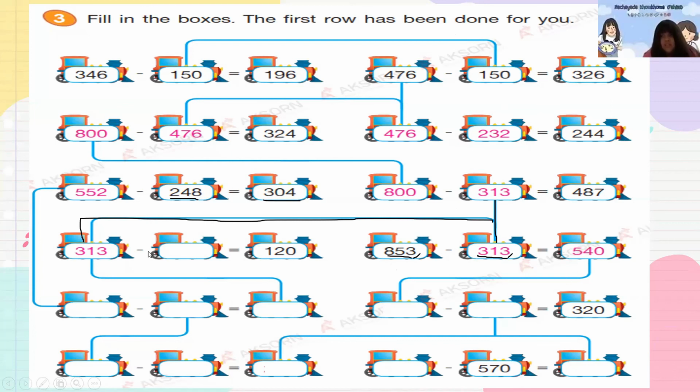540. Very good. And then 313 minus 120. So what is the answer? 313 minus 120, the answer is 193.